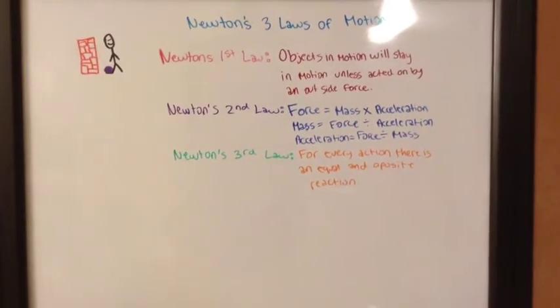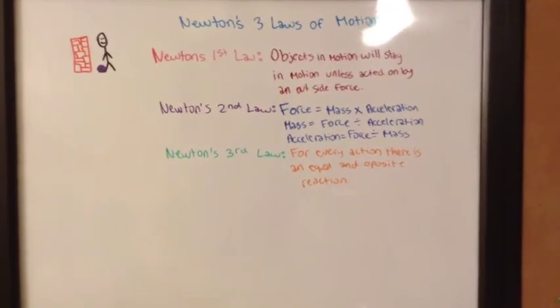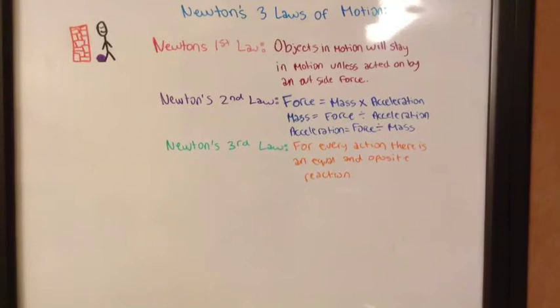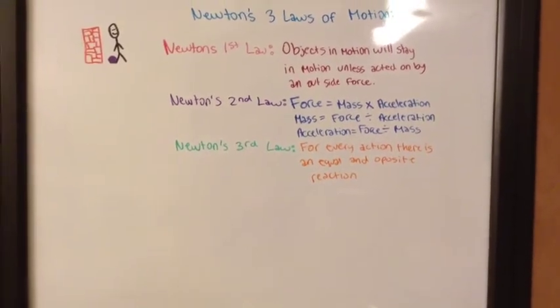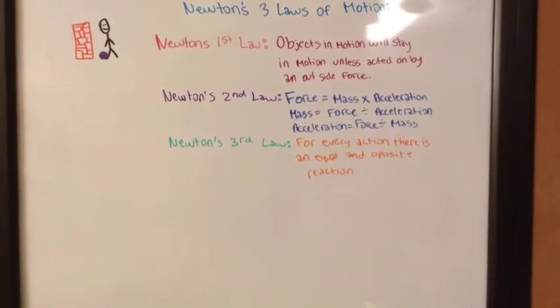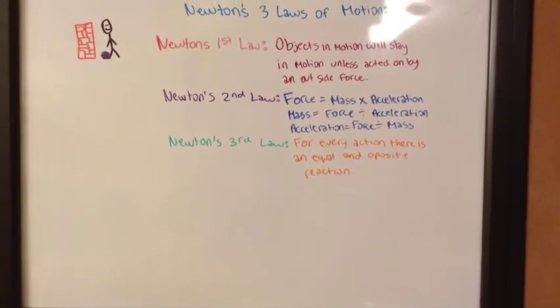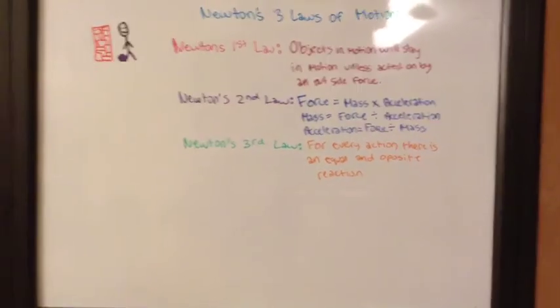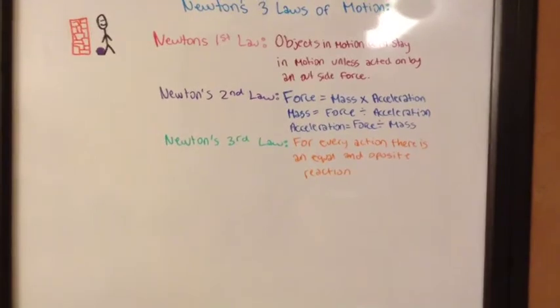Newton's three laws of motion. Newton's first law: objects in motion will stay in motion unless acted on by an outside force. Newton's second law: force equals mass times acceleration. Mass equals force divided by acceleration. Acceleration equals force divided by mass. Newton's third law: for every action there is an equal and opposite reaction.